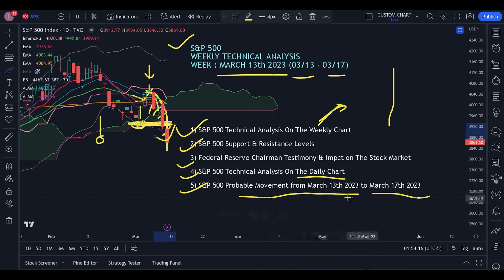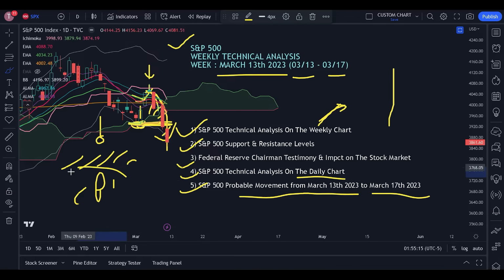So the probable movement, I will tell you what is going to happen on Monday, that is March 13th, then on Tuesday, Wednesday, Thursday, and Friday. What kind of movements we are expecting, and other than that, some other data that is going to publish next week, and one of the most important data is the CPI data.